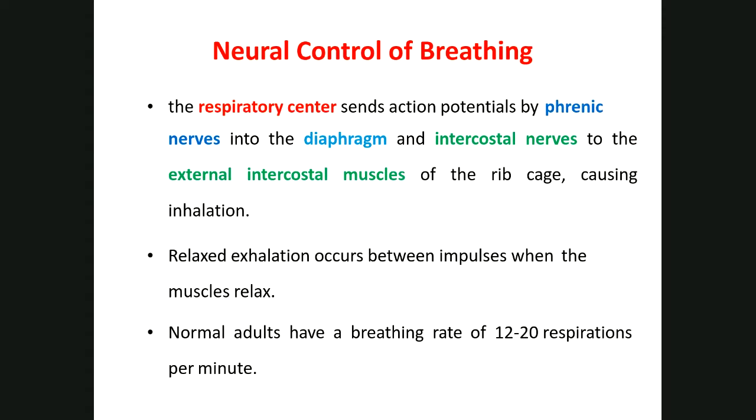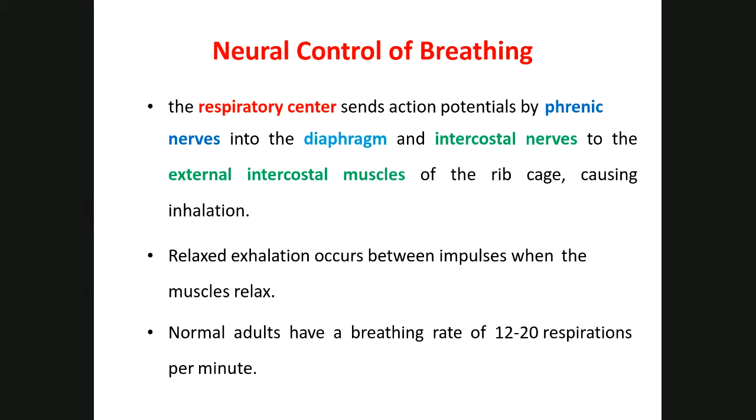Neural control of breathing. So the respiratory center, we just explained it. It is the neural control of breathing. It controls the muscles by the nerves. These nerves are the phrenic nerve that supplies the diaphragm, the intercostal nerves that supply the external intercostalis muscle, which will control the expansion of the rib cage and the movement of the diaphragm that will increase the volume inside the thoracic cavity, making the pressure negative during inspiration.